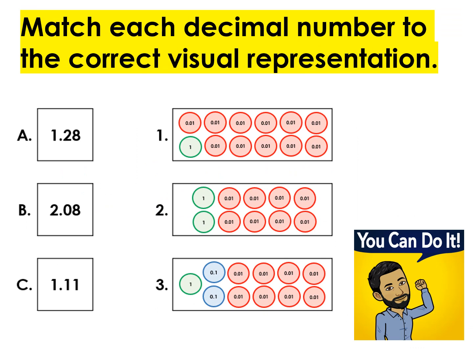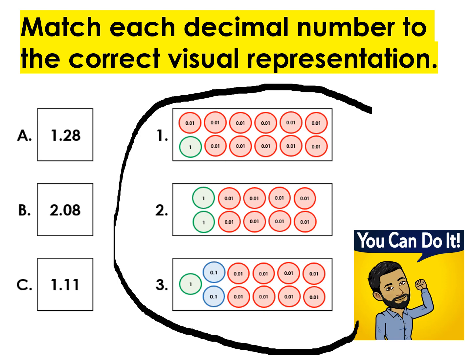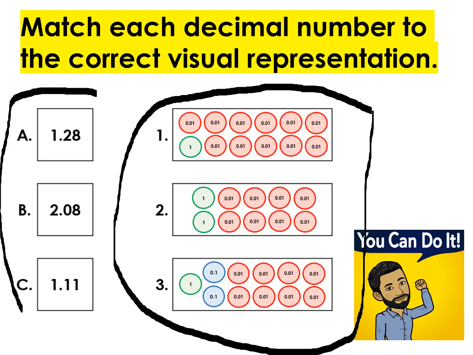So this time you're matching each decimal number to the correct visual representation. So these here are our visual representations, and these here are our decimal numbers. So again, pause the video, think about which one A matches with, which one B matches with, and which one C matches with.